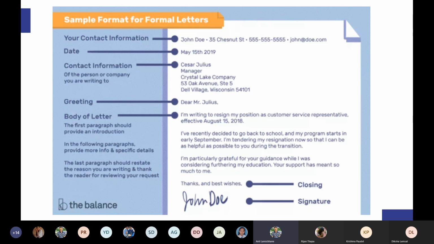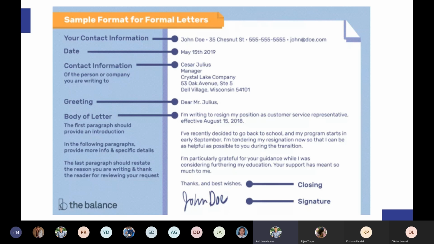In an informal letter, what we talked about there was your address, and just below, in the second line, the date. But in formal letters, after the address there is a gap. You can leave a gap of at least 2 lines, and then only the date. After the date, again there is the contact information of the person or company you are writing to.